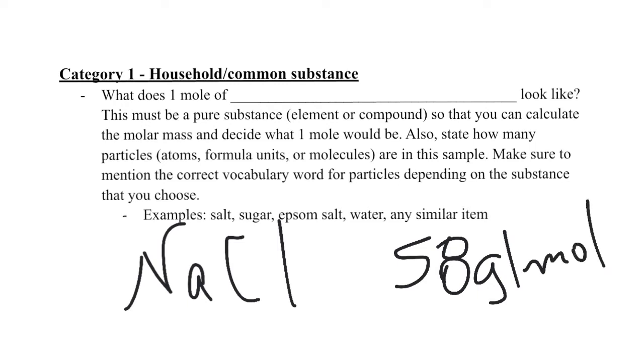And the next sentence says, also state how many particles. Since sodium chloride is an ionic compound, molecules is not appropriate. If you had picked water, that would be okay. Atoms is not really appropriate either because it contains 2 different types of elements. So the real term is formula units. In class, we just said call it particles, and you're covered, and that's fine. So you could say that 58 grams of table salt contains 6.02 times 10 to the 23rd particles of salt. Make sure you mention the correct vocabulary.